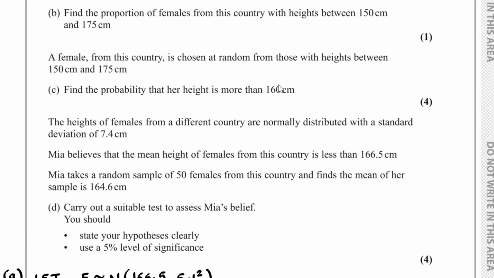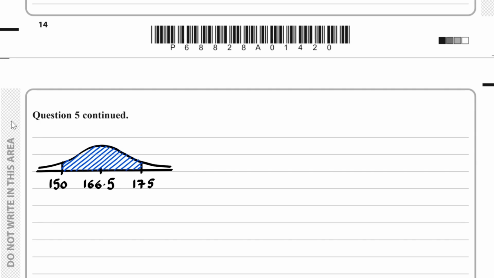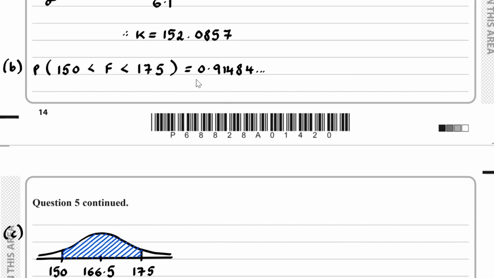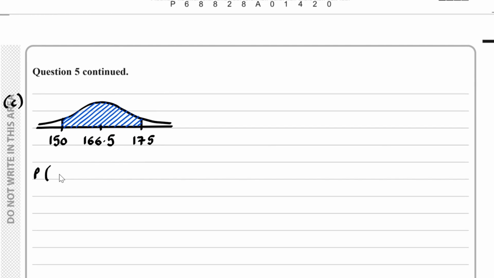Now for part C of the question, a female from this country is chosen at random from those with heights between 150 centimeters and 175 centimeters. We have to find the probability that their height is more than 160 centimeters. So if we go back to our diagram for part C of the question, what we've worked out in part B is the probability that the height is in between 150 and 175. And what part C is asking us is, what's the probability that f is greater than 160 given that the height is in between 150 and 175.